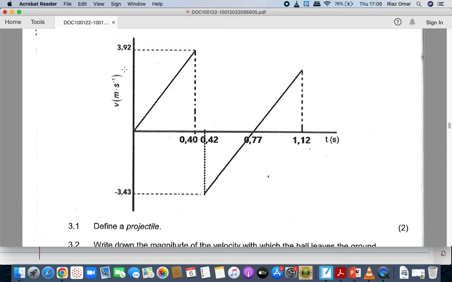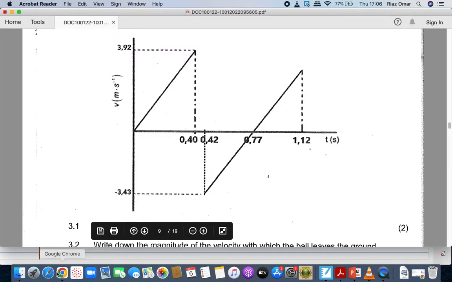So we can do this by working out the gradient on the graph, or we can use equations of motion. If you're looking at the graph itself, since it says use the information given on the graph, you see that the initial velocity is 0 and the final velocity is 3.92, and the time for it to reach that speed is 0.4 seconds. So if you work it out, we can write down the gradient. If you look at the gradient of this graph from this point to 3.92, let's just write it down.